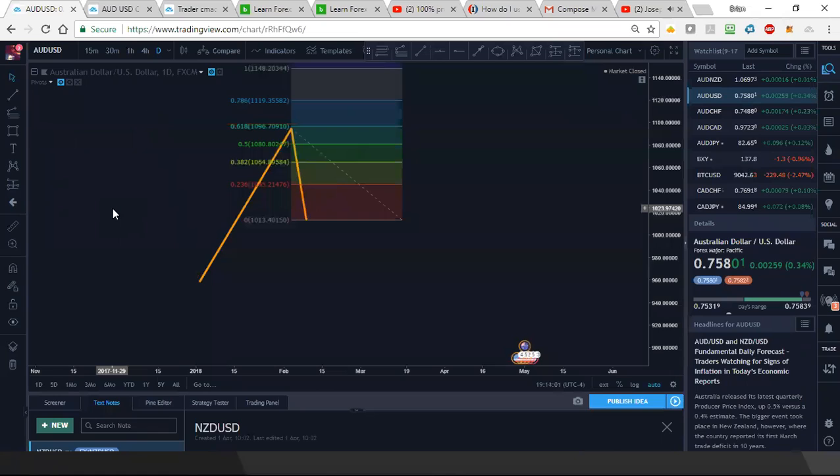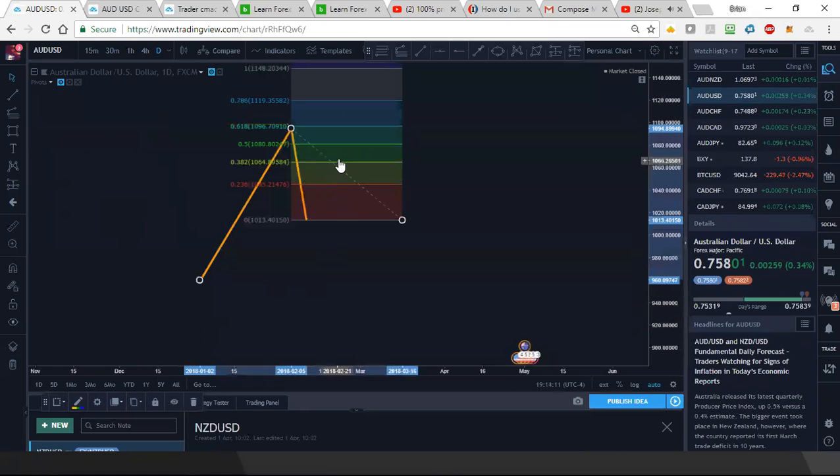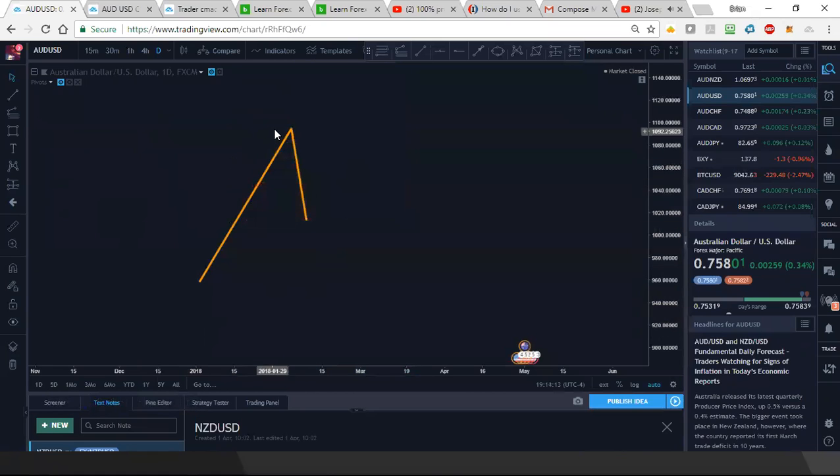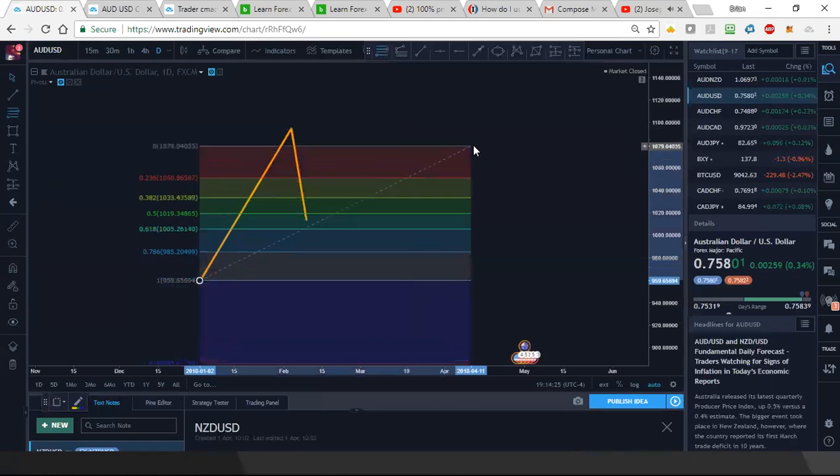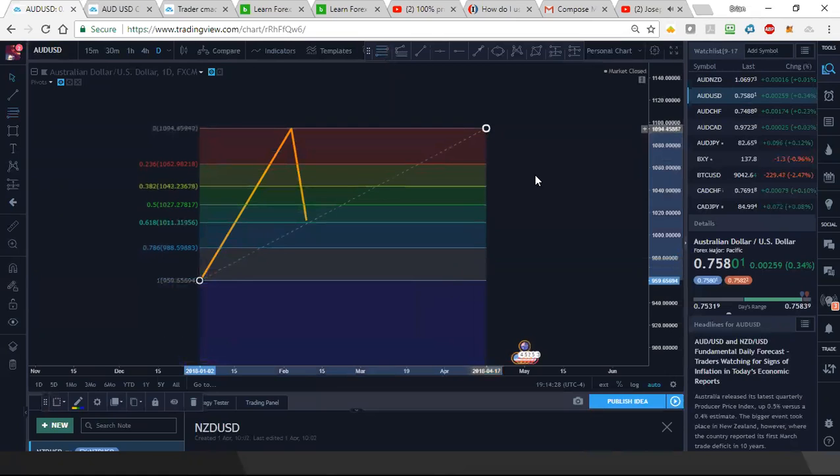So let's talk about the ABCD pattern, right? How the ABCD pattern works: you find your swing high, swing low, and you verify it based on the retracement tool. Look, here we have our swing high, and we have a retracement, but we don't know if this retracement is going to hit a proper level to validate our swing high or low. So you bring out your fib retracement tool, bam. Oh wait, it did retrace to the 0.618 level. So this is looking good so far, right?